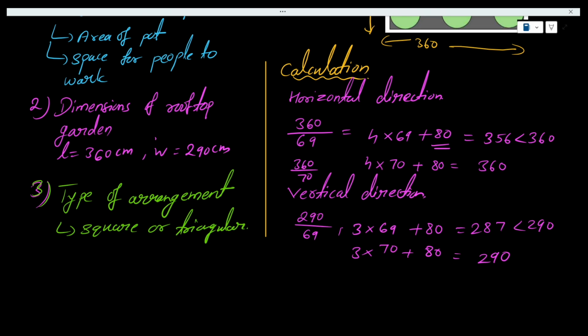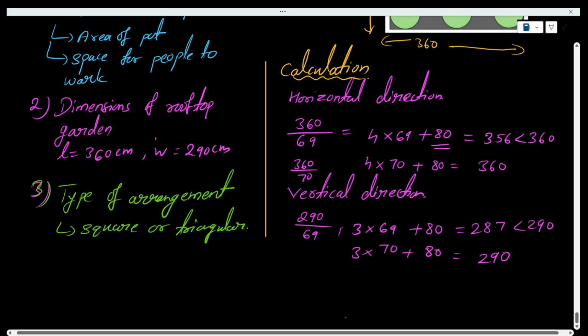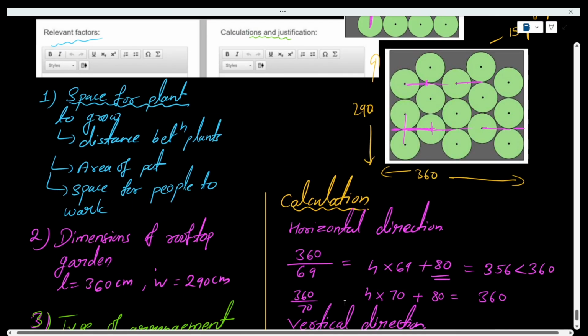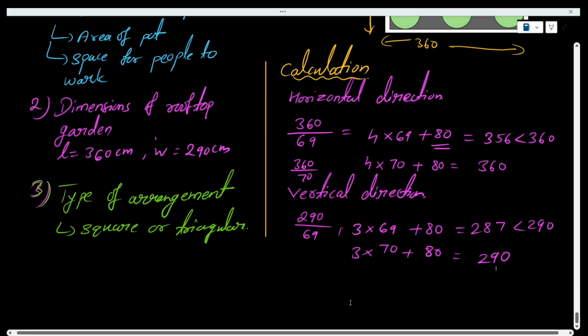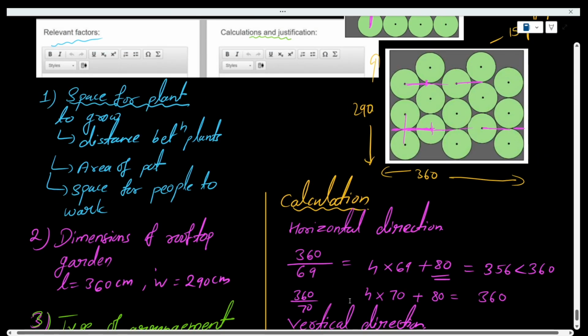290, right? So this is the way we do the calculation, and what is the maximum number of circles or plants that can fit there? So 16 pots, right?